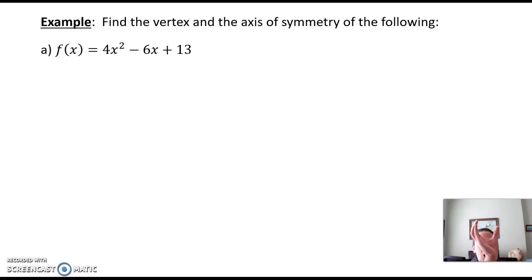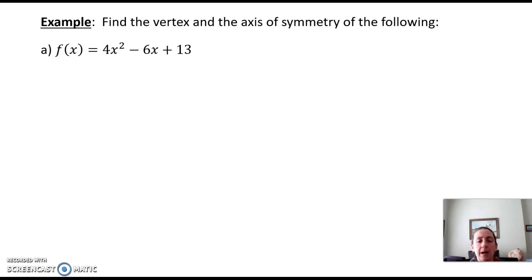This one's going to be an open parabola opening upwards, or better known as a smiley face parabola, and the vertex is going to be at the very bottom. Now, because this is opening upwards, it's going to go up forever, so there's no maximum, but right here at the bottom of the U, where the vertex is, that's going to be your minimum value.